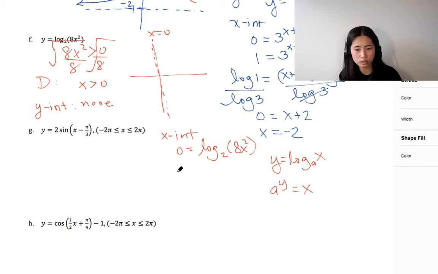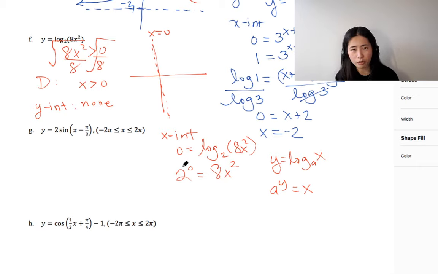So 2 raised to the power of y. So what's your y? Your y is 0, right? As you can see. Therefore, if your y is 0, that becomes the exponent. So 2 raised to the power of 0, and then whatever your x is, that's 8x squared, right? That's going to be right here. And then you're going to drop the log.